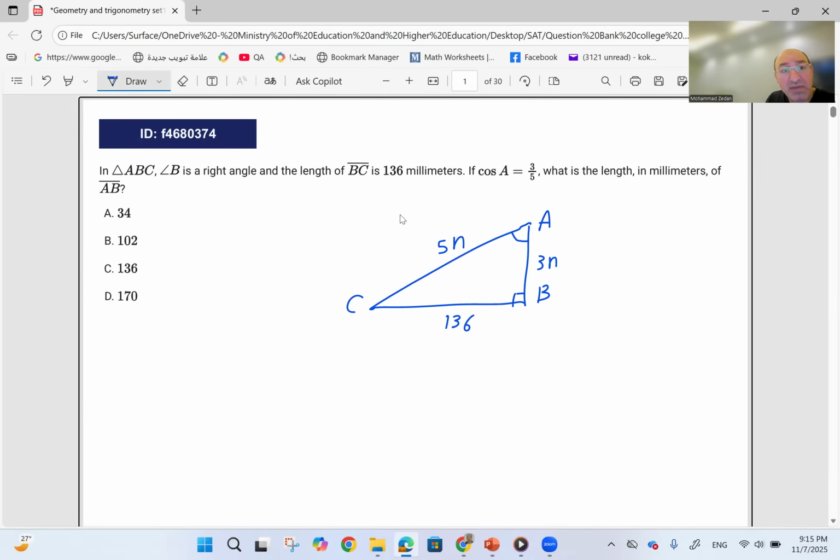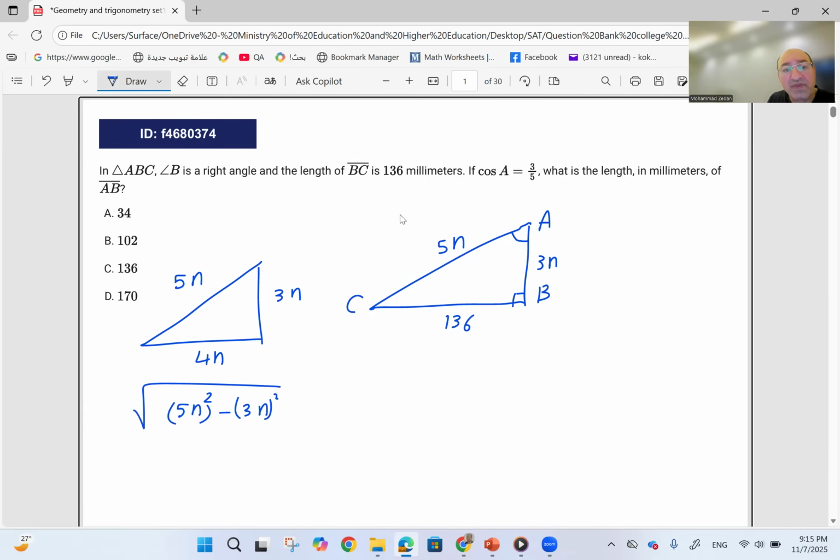The length of AB here, you can find it by calculating the value of n and then multiplying 3 by n. The right triangle with sides 3n and 5n, by the Pythagorean theorem, you can find this side for n by writing 5n squared minus 3n squared, and you take the square root, you will get 4n. So this 136 is actually 4n. So if you want to solve for n here, 4n equals 136. So n equals 136 divided by 4.